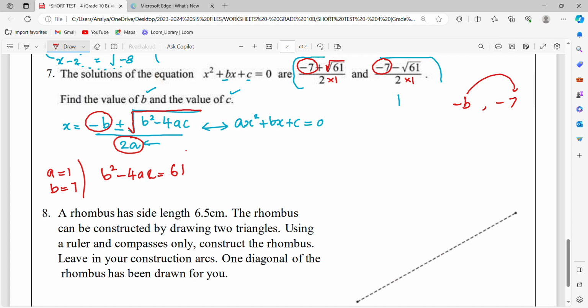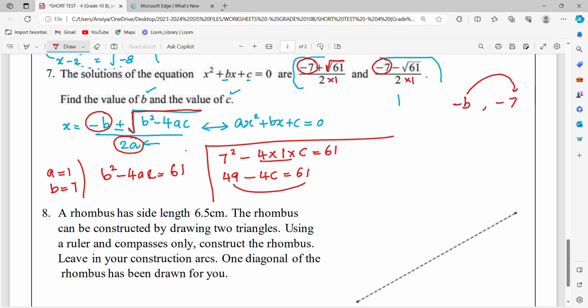Okay, now we will put all the values that we know. Okay, let me make some space. B square, b is 7, 7 square, minus 4 multiply a, which is 1, multiply c, altogether 61. Now we can simplify this. 7 square is 49, minus 4 multiply 1 is 4, c is equal to 61.